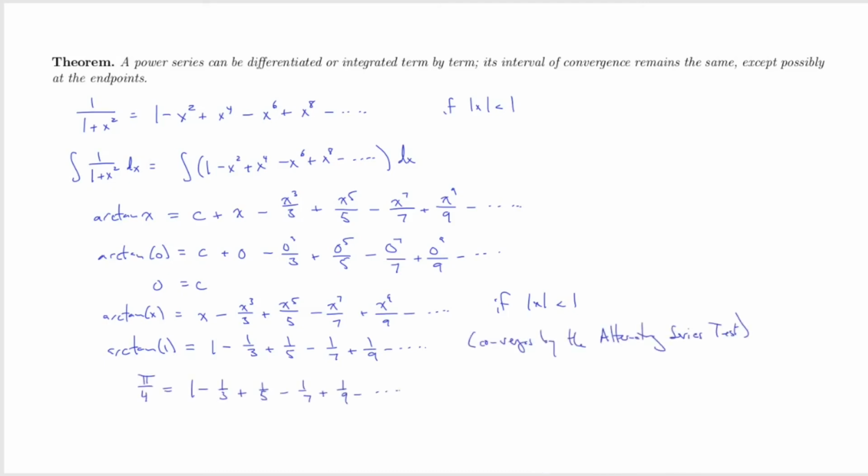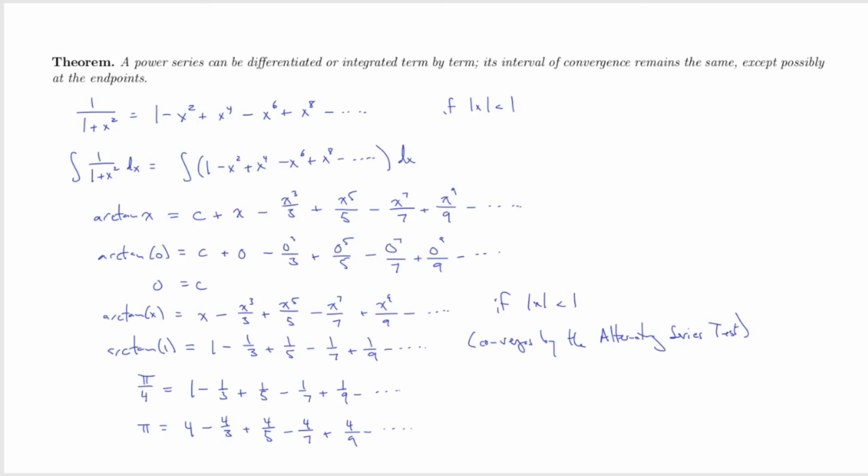And the beauty of that is we know the arctangent of 1. The angle whose tangent is 1 is the angle whose sine and cosine are the same. That's pi over 4. And so pi over 4 is equal to 1 minus a third plus a fifth minus a seventh plus a ninth, etc. Or multiplying both sides by 4, we get that pi is equal to 4 minus 4 thirds plus 4 fifths minus 4 sevenths plus 4 ninths, etc. On and on and on forever.